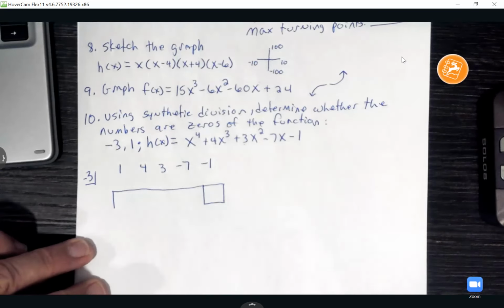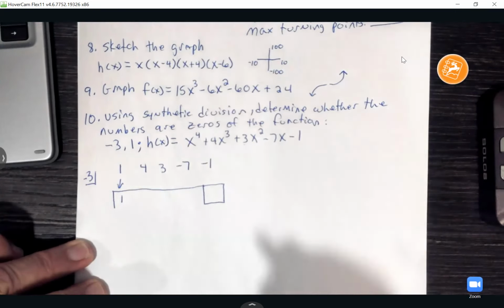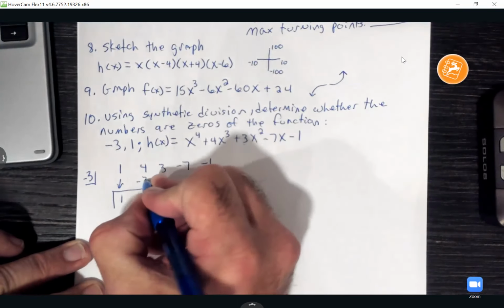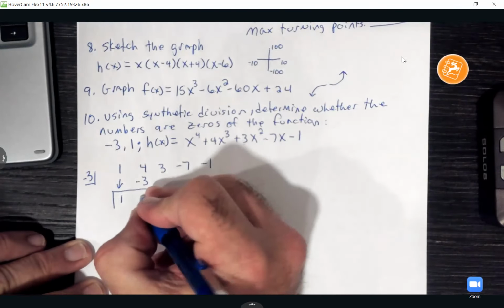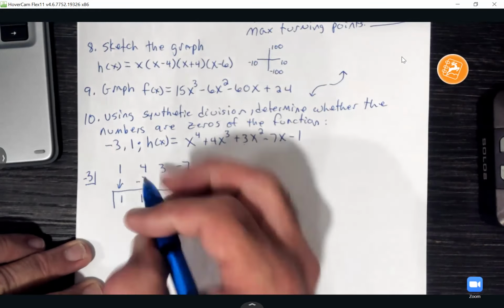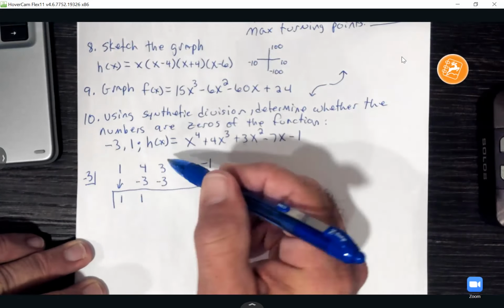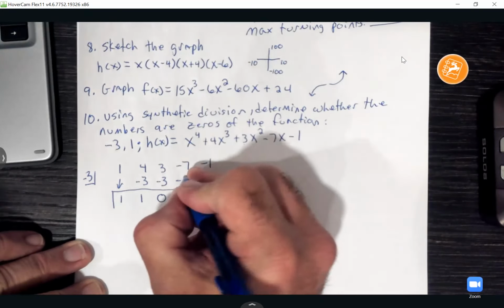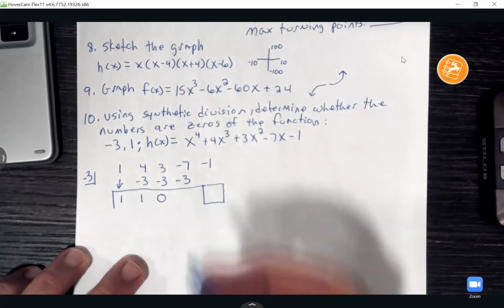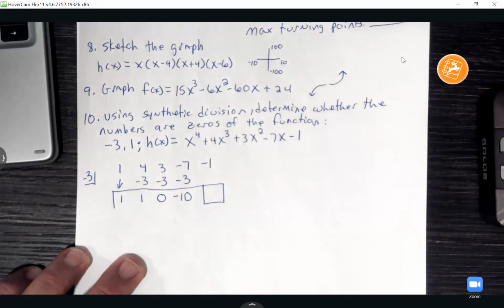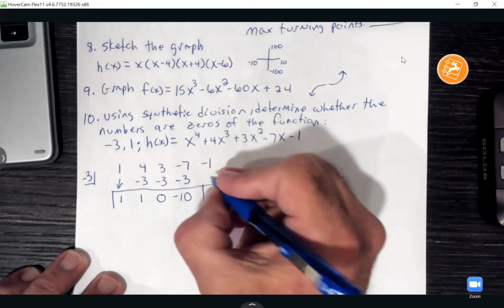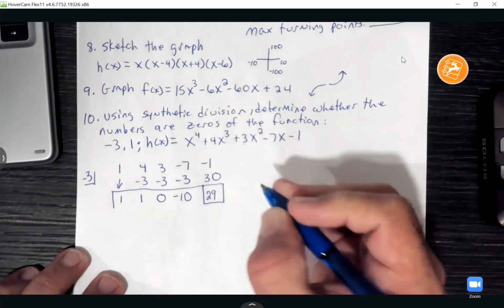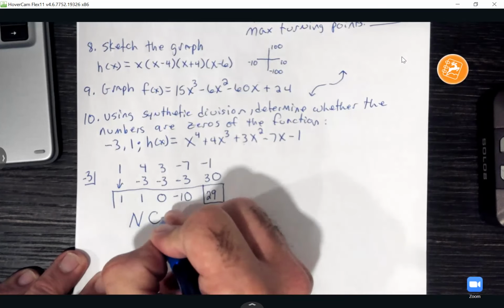There you go. All right, y'all. So let's see. Remember the 1. We're going to bring the 1 straight down. And then we're going to multiply, add until we're done. So 1 times -3 is -3. 4 and -3 going to give you a 1. 1 times -3 is -3. Well, y'all, 3 and -3 give me 0. 0 times -3 is -3. All right, -7, -3, give me -10. So y'all, this one's not looking too good. I got -10 times -3 is 30. So there's no way I'm getting a 0 in here. It looks like I'm getting a 29. So for -3, you're going to put a big no.